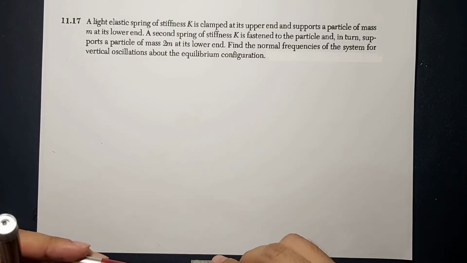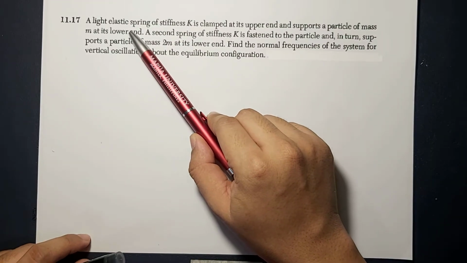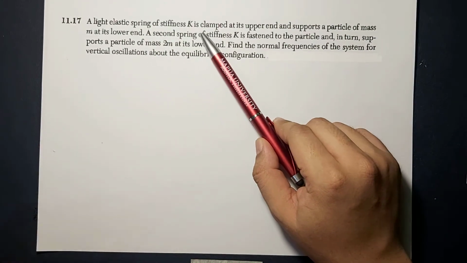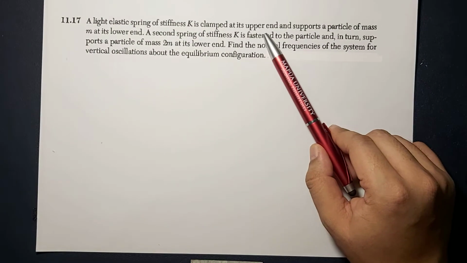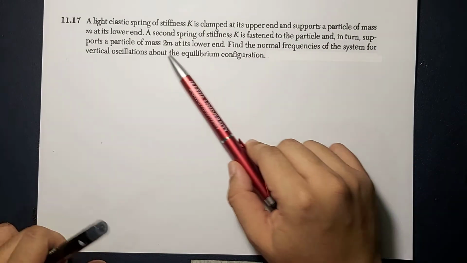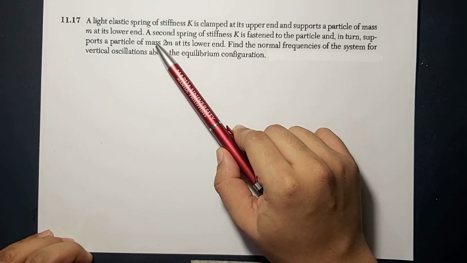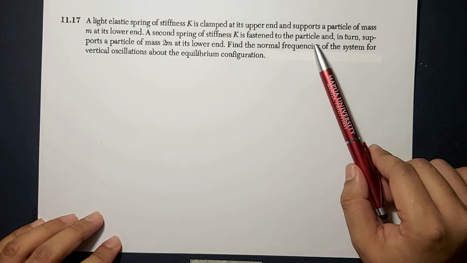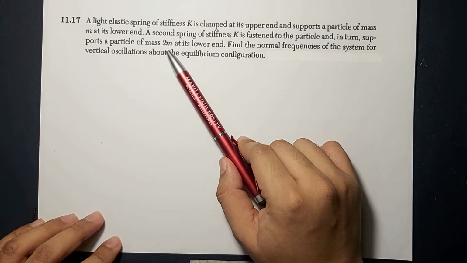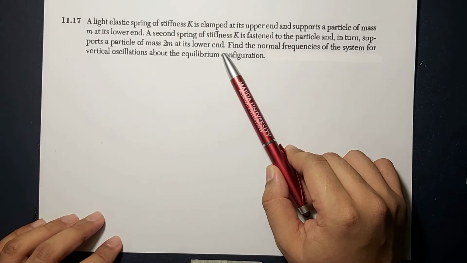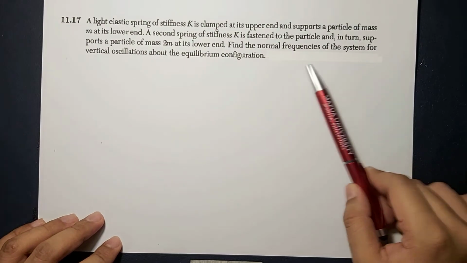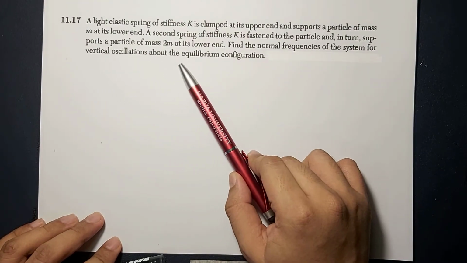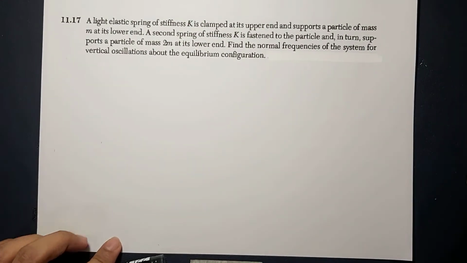The problem reads, a light elastic spring of stiffness K is clamped at its upper end and supports a particle of mass m at its lower end. A second spring of stiffness K is fastened to the particle and in turn supports a particle of mass 2m at its lower end. Find the normal frequency of the system for the vertical oscillations about the equilibrium configuration.